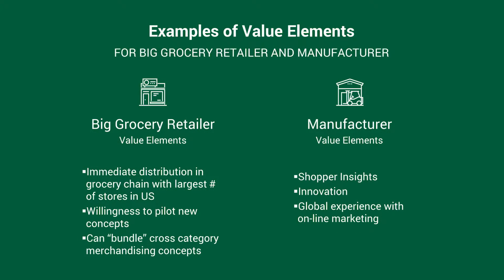So let me show you an example of value elements. Remember our example, big grocery retailer? Well, here's an example of value elements that they have to offer their manufacturer. Remember the candy manufacturer? They can provide immediate distribution to the largest number of physical stores in the United States. Actually, this is a unique differentiator. Why? Because they have the single largest number of stores in the U.S., brick and mortar.